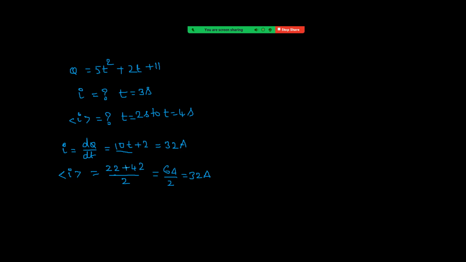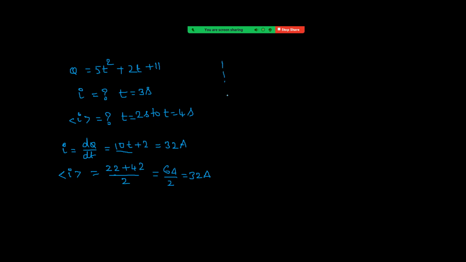Cross check once. Since current is changing linearly, we can take the average value as initial value plus final value by 2. Initial value, when t equal 2 seconds, 20 plus 2, 22. At t equal to 4 seconds, 40 plus 2, 42. Total is now 64. 64 by 2, 32 ampere. See, luckily here both are matching. In fact, they need not match.